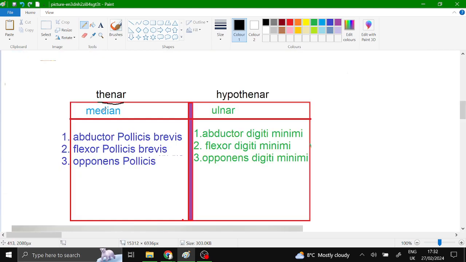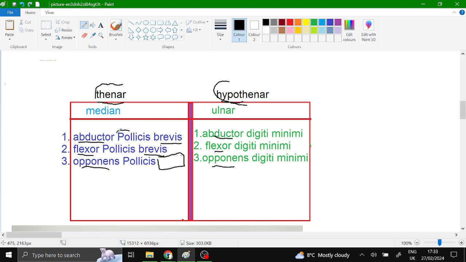For the thenar muscles, we have abductor, flexor, and opponens. And for the hypothenar, we have the exact same names: abductor, flexor, and opponens. Just be careful, because we have brevis. There is another muscle, abductor pollicis longus and flexor pollicis longus, which are innervated by a different nerve. So to make things easier, whether you are talking about the thenar or the hypothenar, always mention the word brevis at the end, just to keep yourself in a safe area.